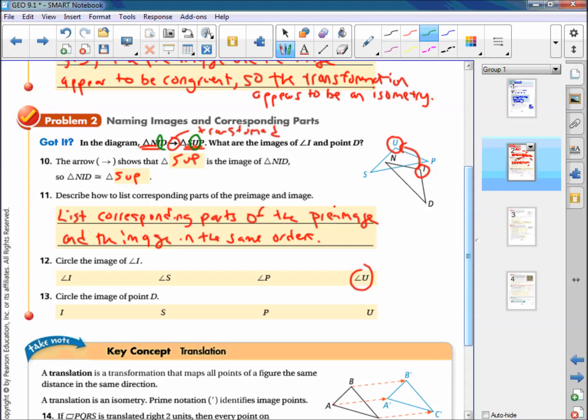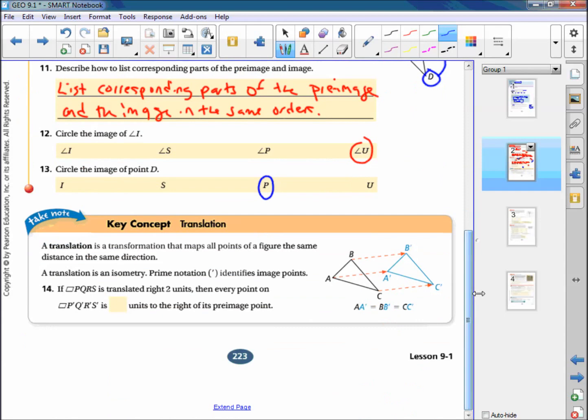Okay. So in our pre-image, point D is here, and it got moved around to P. And we know that because D and P are in the corresponding parts. So this should be P. Right? And then our last thing on the bottom here, a key concept.